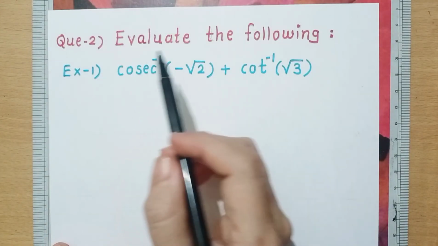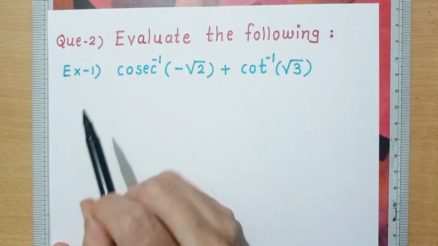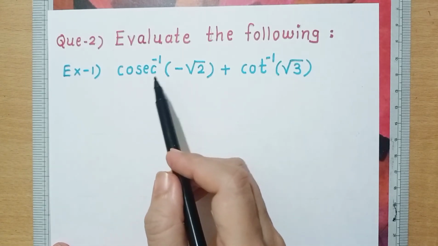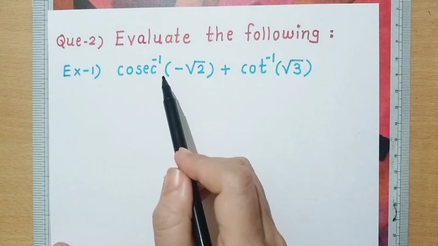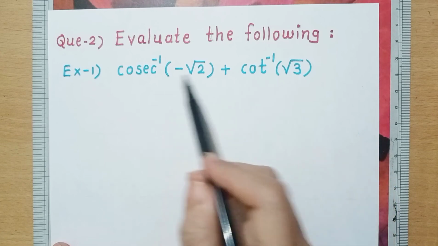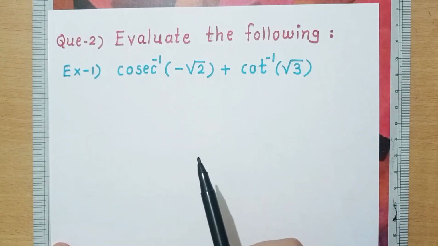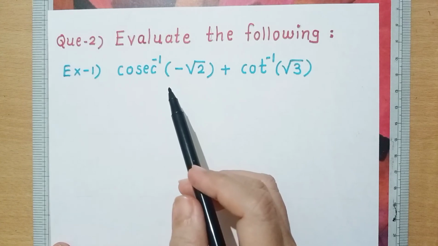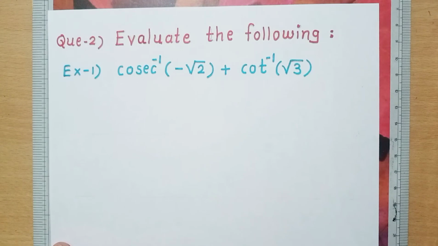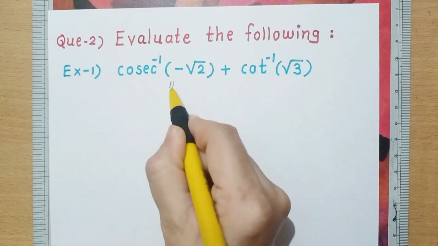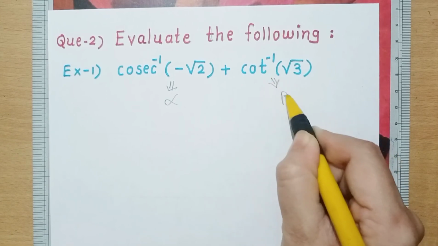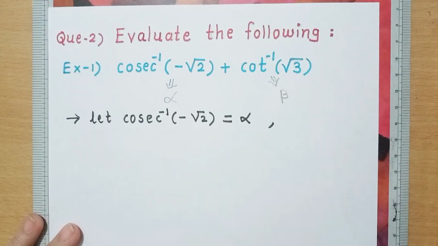Let's solve the second question. Evaluate the following, and the first example is this. Now we have to find the principal value of this function separately, and then finally we will add up these two angles. We will find these principal values the same way we found them in the previous question. We will assume this principal value equal to alpha, and here we will assume this is equal to beta.